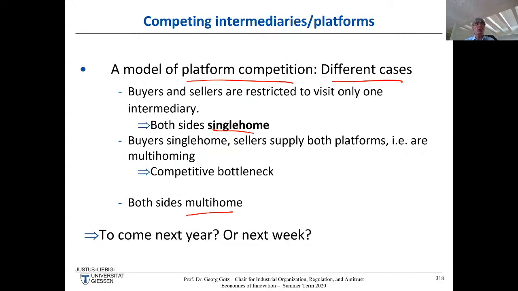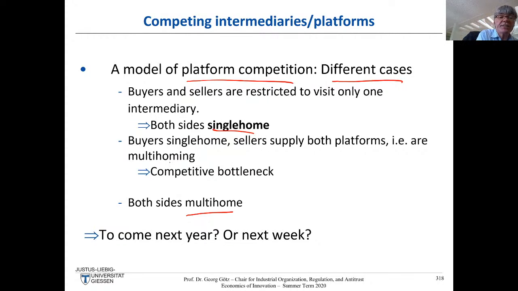Single homing just means you're active on only one platform. Multi-homing means that you're active on several platforms. Just think in terms of newspapers. In Gießen we have two newspapers, the Gießener Allgemeine and the Gießener Anzeiger, and people or households typically single home, that is, they only have one of these newspapers. Advertisers typically multi-home, so you will see advertisements of Sommerlaut both in the Gießener Anzeiger and in the Gießener Allgemeine.